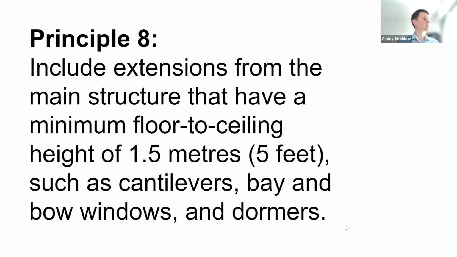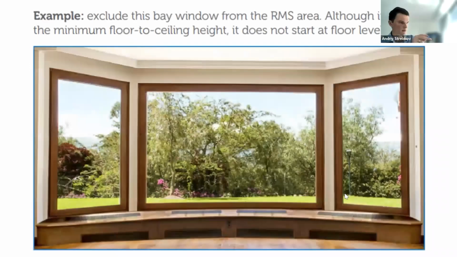Next principle is about extensions from the main structure that can be included as long as they have a floor to ceiling height of at least 5 feet. For example, cantilevers, bay or bow windows, and dormers. So this one can be tricky. If we look here, we see an example of a bay window, and it's 5 feet. However, it cannot be included in the total square footage because it doesn't begin at the floor level. If it was actually from the floor, and let's say it had a 5 feet height, it could be included. But since it doesn't start at the floor directly, it cannot.